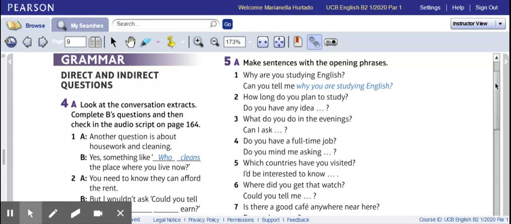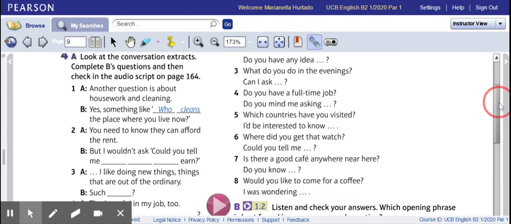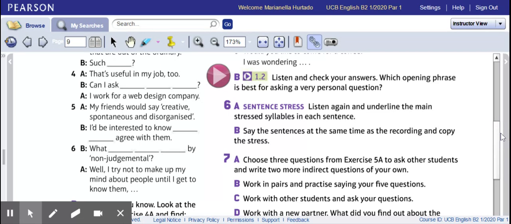Let's take a look at number 2. How long do you plan to study? Do you have any idea? How would you guys continue this question? Okay? Now, letter B says, listen and check your answers. Which opening phrase is best for asking a very personal question? What do you guys think?